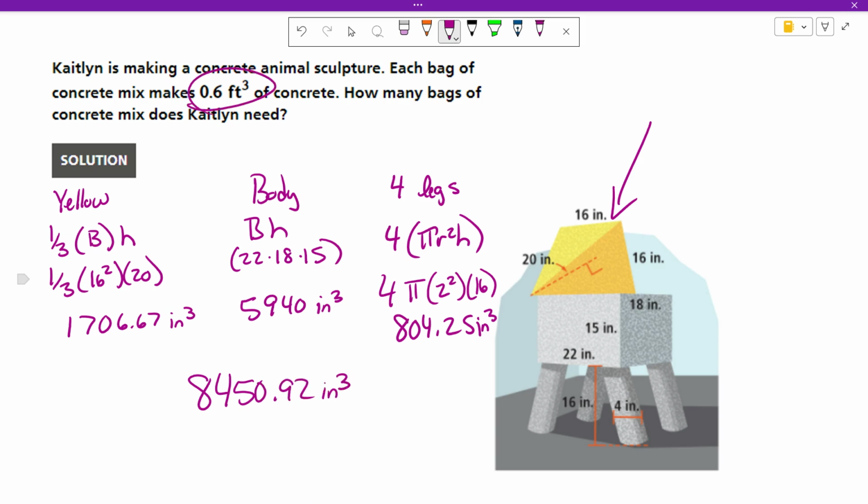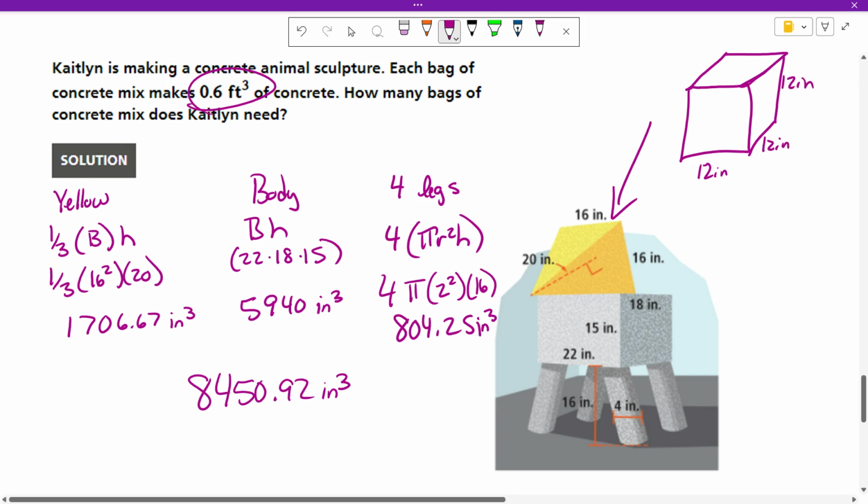Now, a bag of concrete is 0.6 cubic feet. So do we take the 0.6 times this to figure out how many bags? And the answer is no. This is cubic inches. This is cubic feet. Are they the same thing? No. 1 cubic foot is 12 inches by 12 inches by 12 inches. Take 12 times 12 times 12 on your calculator. It's pretty big. I think it's 1728, but I'm not sure. 1728 cubic inches per cubic foot.